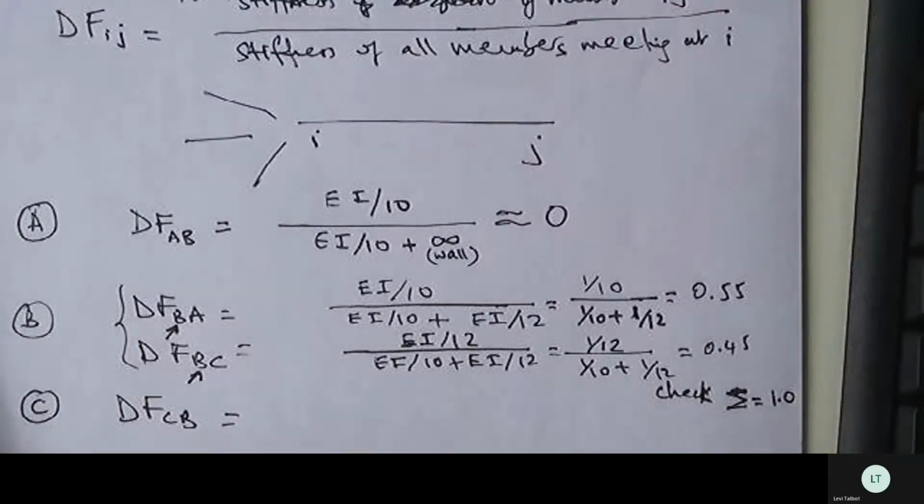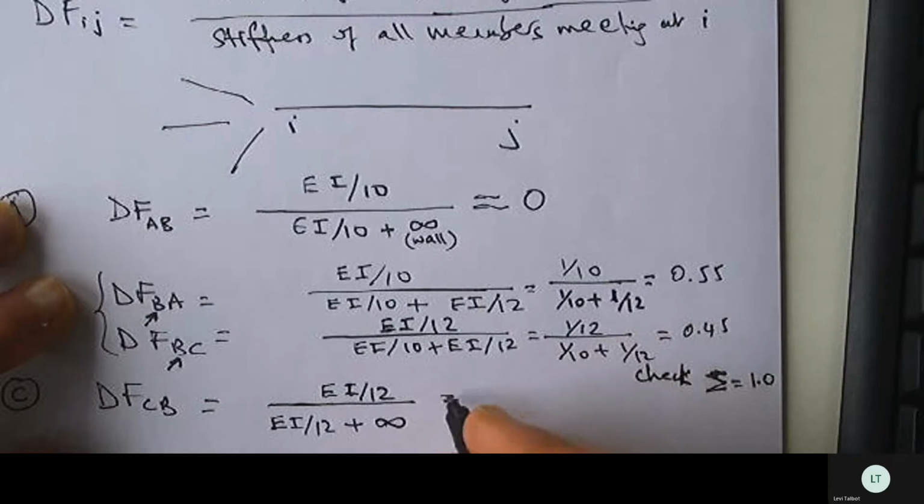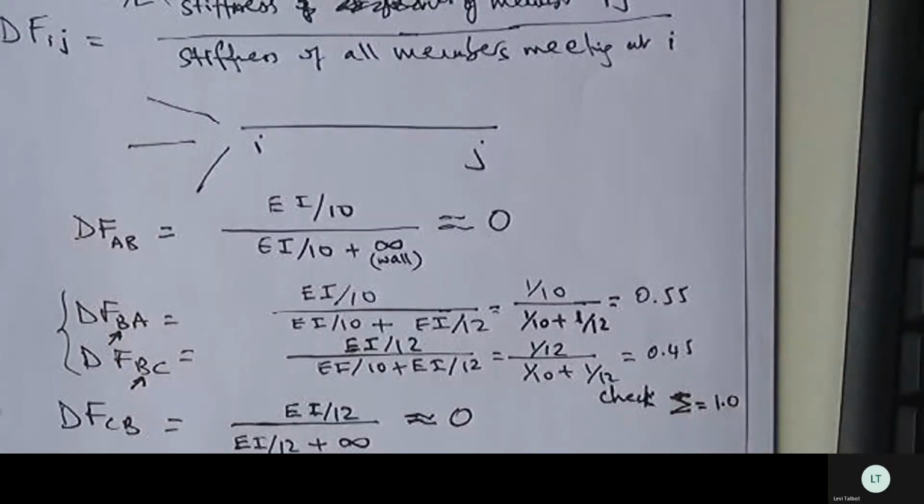Lastly, for joint CB, we have the stiffness of CB, which is EI over 12, divided by EI over 12 and then the wall, which is again infinity, so that gives again 0, roughly equal to 0.